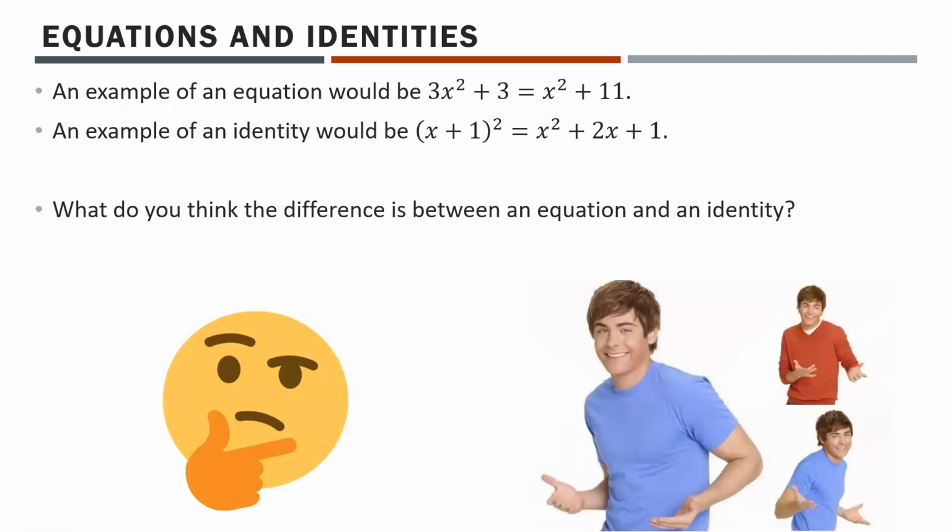So, equations and identities. An example of an equation would be 3x squared plus 3 equals x squared plus 11. That's nothing new. We've seen equations like that many times. You've seen that since like early middle school, right? But an example of an identity would be x plus 1 squared equals x squared plus 2x plus 1. Now, to the untrained eye, these look like kind of like the same thing, right? They look like, oh, they're both equations because there's an equal sign, but they're not. This is an identity, and this is an equation. What do you think the difference is between an equation and an identity? It's not immediately obvious. I want you to think about both sides of the equation and what they're equal to, and I'll let you know right now.